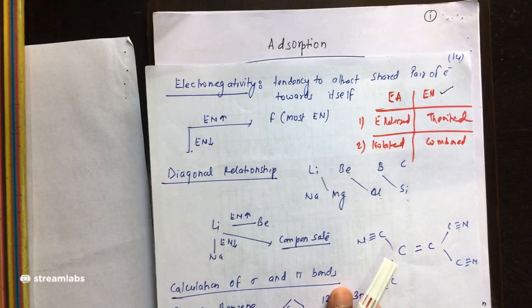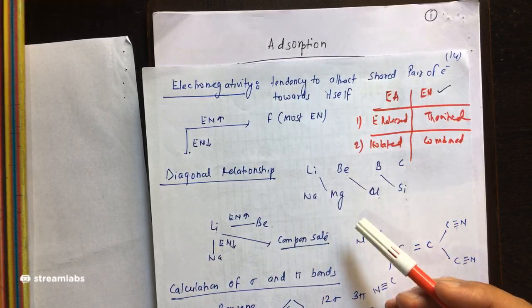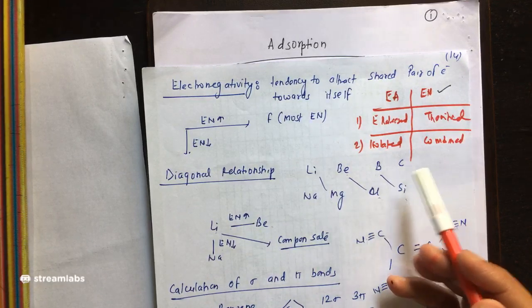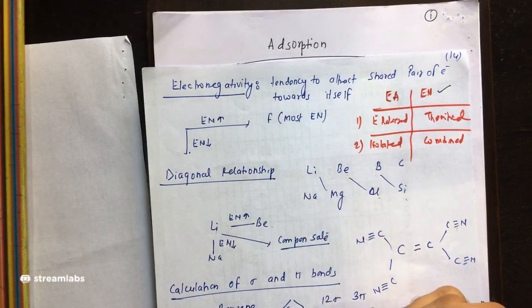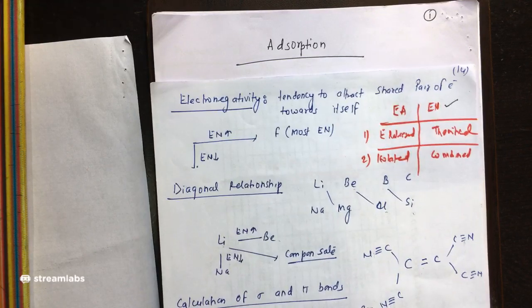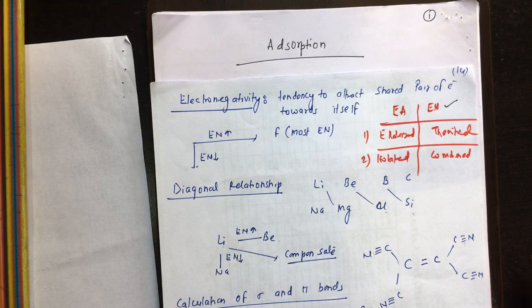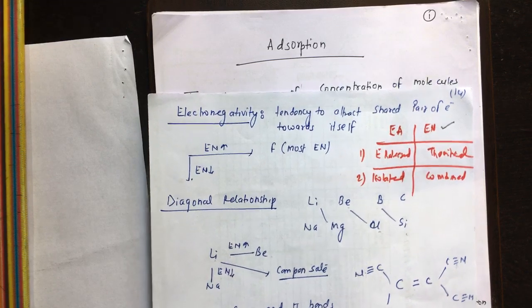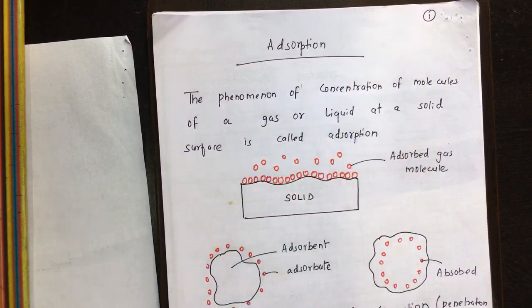What we see across the period is that atomic size decreases going across the period, and going down the group, atomic size increases. So going diagonally, what will happen? The decrease and the increase will be compensated, and that is why lithium and magnesium show a resemblance in the sizes also. Okay, this is what we have discussed about all these parameters in the periodic table.